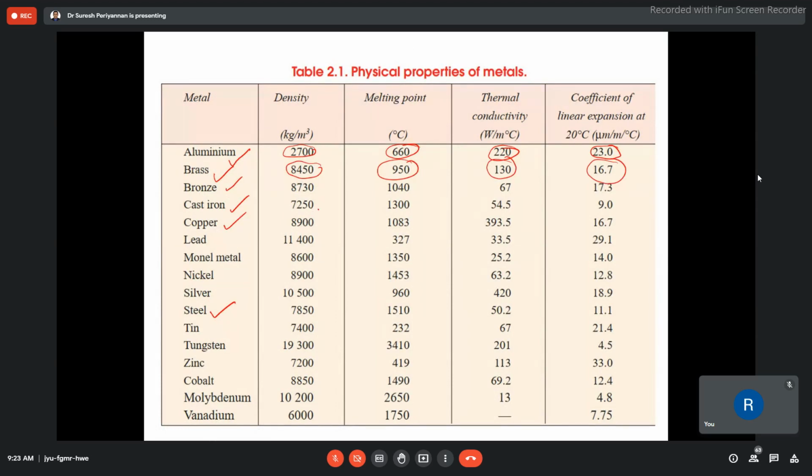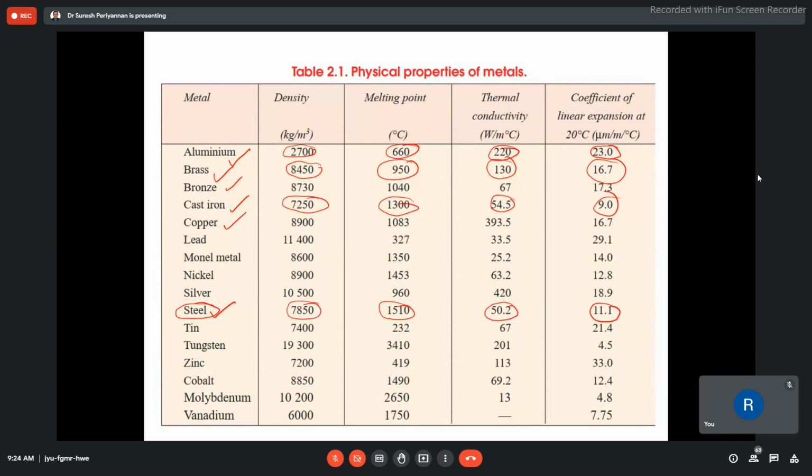Now I come to the cast iron. Cast iron density is 7,250 kilogram per meter cube. Melting point 1,250 to 1,350 degrees Celsius, and thermal conductivity this, and this is the coefficient of thermal expansion. Now I consider steel. Steel is very, very important for mechanical engineering students. Steel density is 7,850 kilogram per meter cube. The melting point is 1,400 to 1,500 degrees Celsius, and the thermal conductivity is 50.2, but the coefficient of thermal expansion is 11.1.